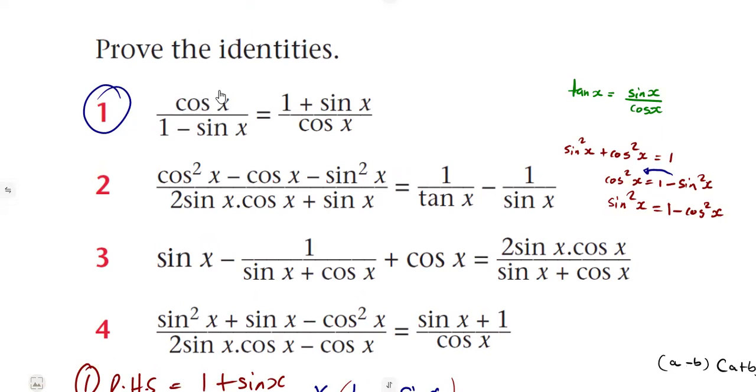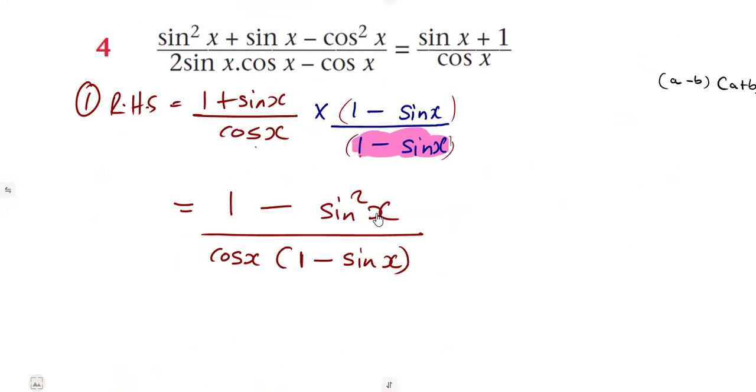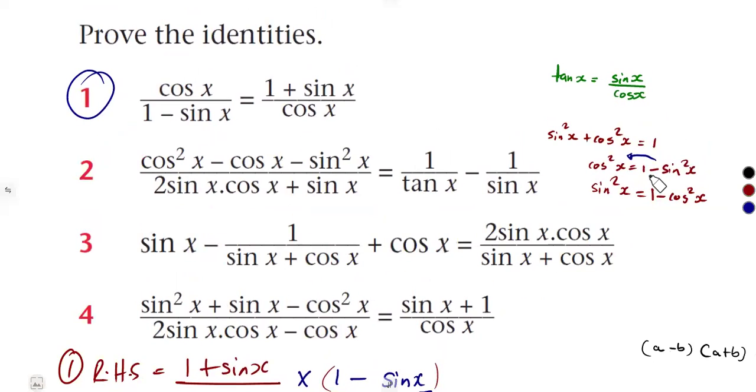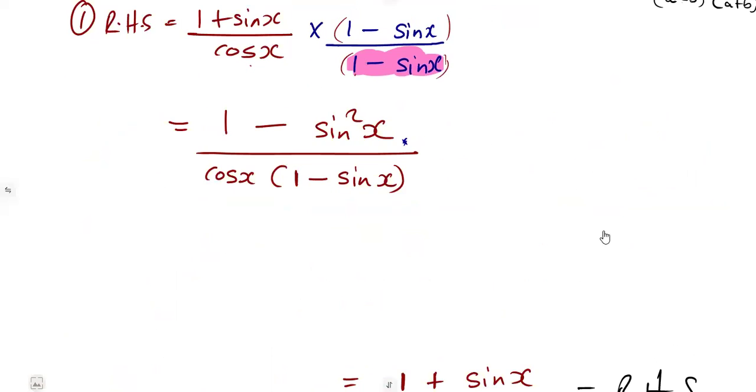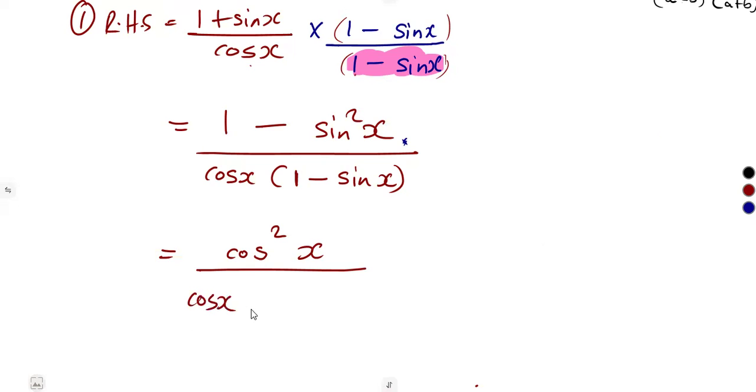But if you check, there's a cos of x in the numerator. But in our numerator, there's what? There's a sine squared. So what can we do? We are back to that identity again. 1 minus sine squared. Where was it taken from? From cos squared. So we are going to have the cos squared of x on top, in place of this, everything over the cos of x times 1 minus the sine of x.